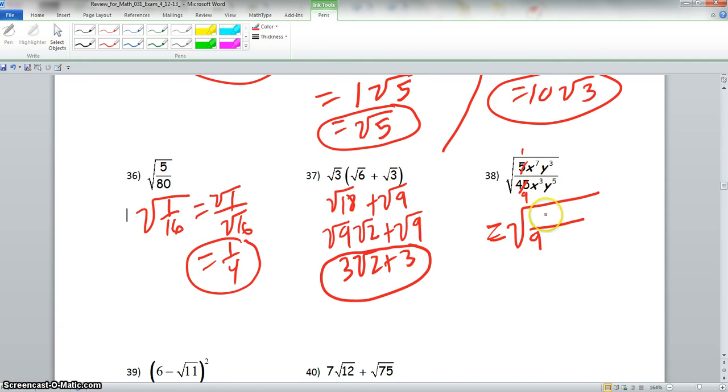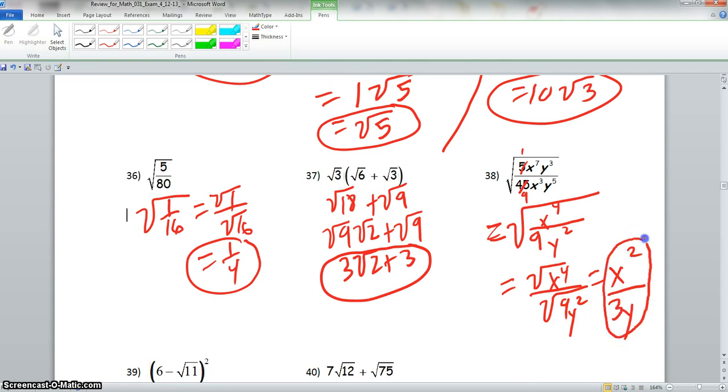X to the 7th over x cubed will leave us x to the 4th. And then y to the 3rd over y to the 5th will leave us y squared in our denominator. So we will have the square root of x to the 4th all over the square root of 9y squared. The square root of x to the 4th is x squared. The square root of 9y squared is 3y. So our final answer is x squared divided by 3y.